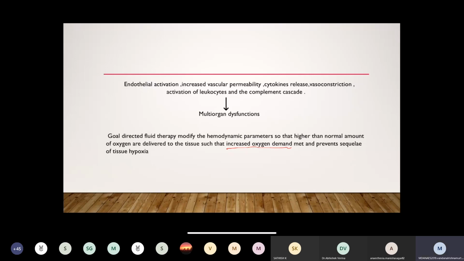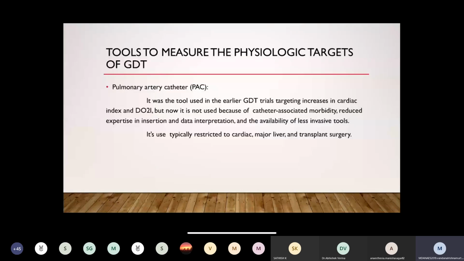The tools to measure the physiological targets: the pulmonary artery catheter was used to measure cardiac index and oxygen delivery index, but now it is not used because of catheter-associated morbidity and the availability of less invasive tools. It is typically restricted to cardiac, major liver, and transplant surgeries. Esophageal Doppler monitoring, we already saw.